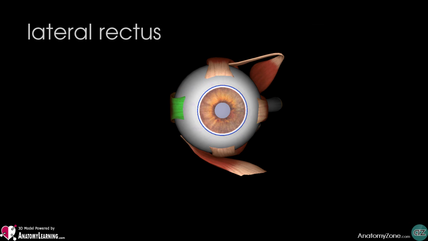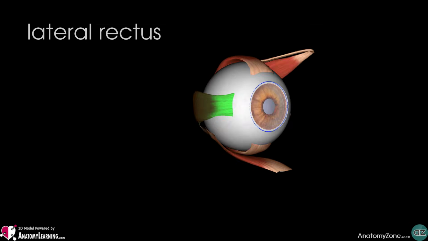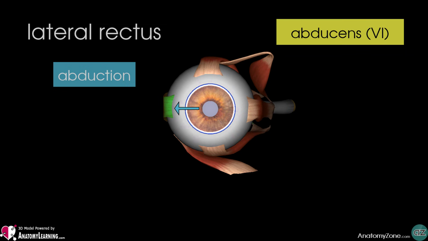The lateral rectus muscle originates from the lateral part of the common tendinous ring and attaches to the anterolateral aspect of the sclera. As you may guess by the insertion point of this muscle, it acts to abduct the eyeball. This muscle is innervated by the abducens nerve, cranial nerve 6. You can see now why the abducens nerve gets its name, because it is responsible for the abduction of the eyeball via innervation of the lateral rectus muscle.